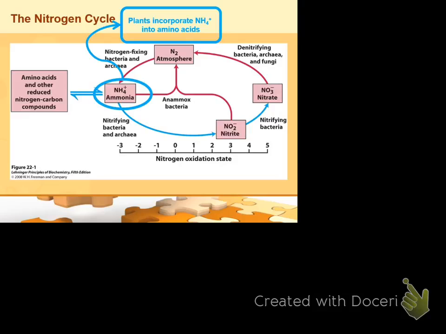So plants, because of the nitrogen-fixing bacteria and archaebacteria, can incorporate nitrogen into ammonia. Plants then take the ammonium and incorporate it into amino acids. And so that's why either we have to eat the plants and get the amino acids, or we have to eat the things that eat the plants to get the amino acids.